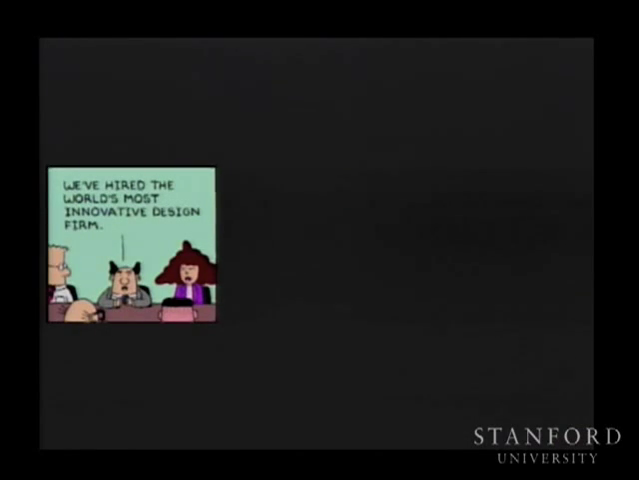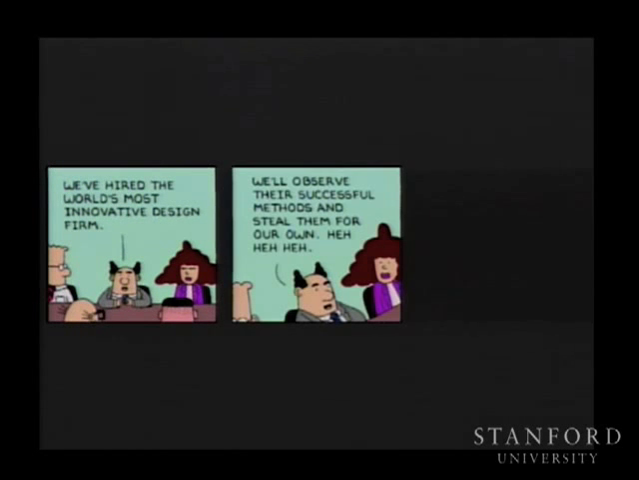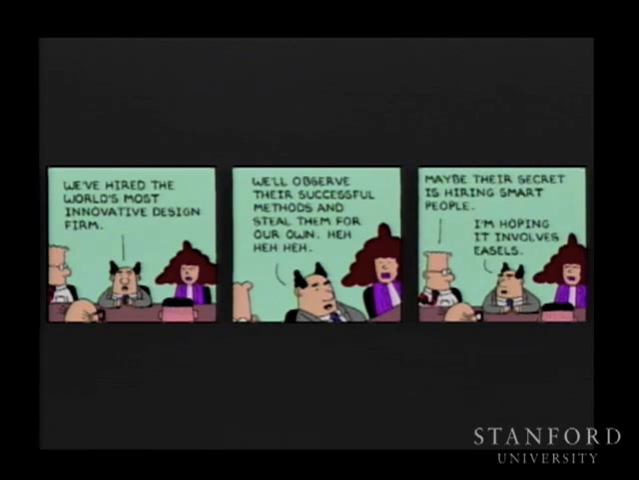So the boss says, we've hired the world's most innovative design firm. We'll observe their successful methods and steal them for our own. Ha ha ha. And Dilbert says, maybe their secret is hiring smart people. And the boss says, I'm hoping it involves easels.